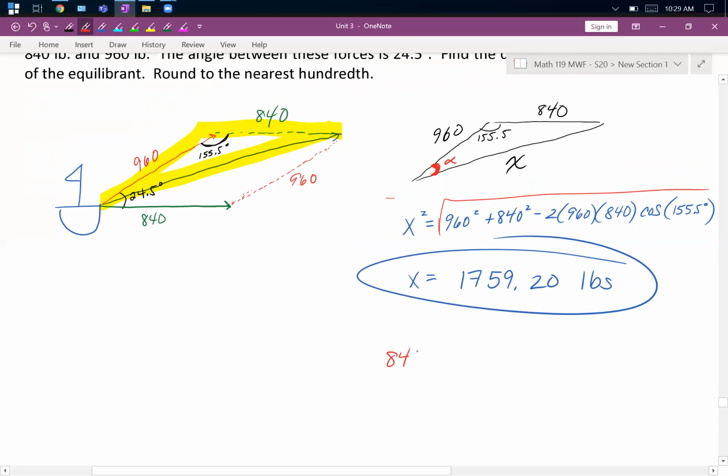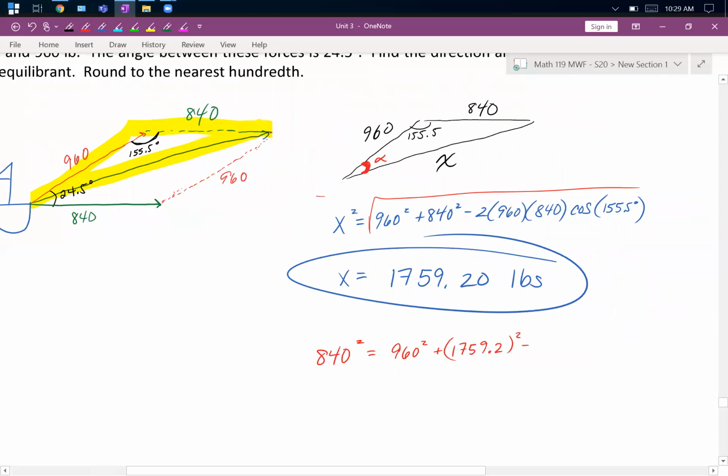So 840 squared equals 960 squared plus 1759.2 squared minus 2 times 960 times 1759.2 times cosine of alpha.